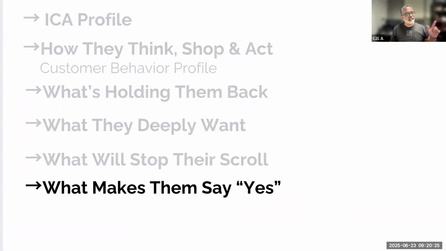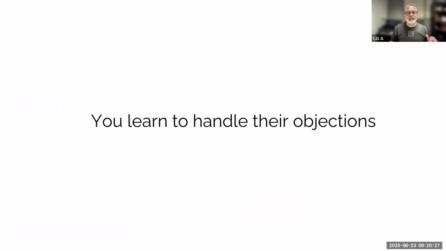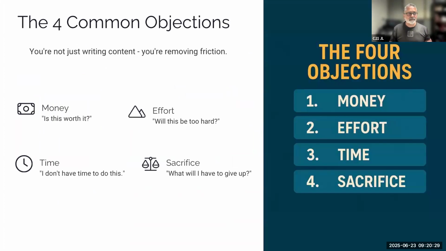Now, what makes them say yes? You have to learn to handle their objections. Four common objections are money, effort, time, or sacrifice. So money: is it worth it? Effort: will this be too hard? And that could be in any business. Time: I don't have time to do this. I hear that a lot. Sacrifice: what will I have to give up?